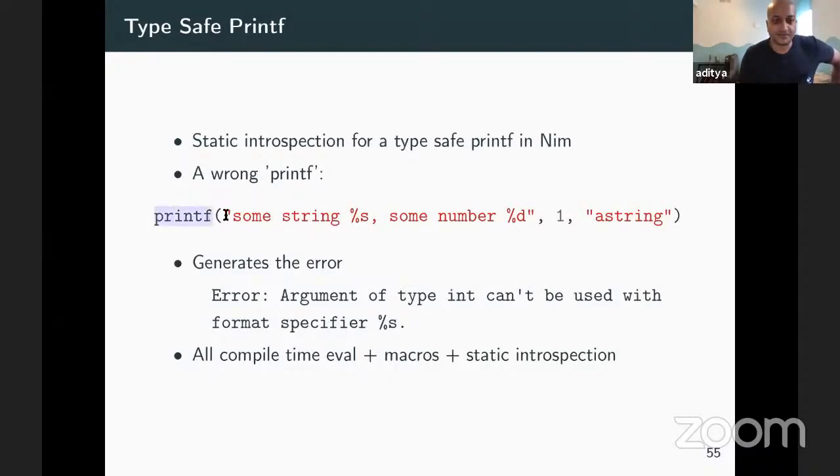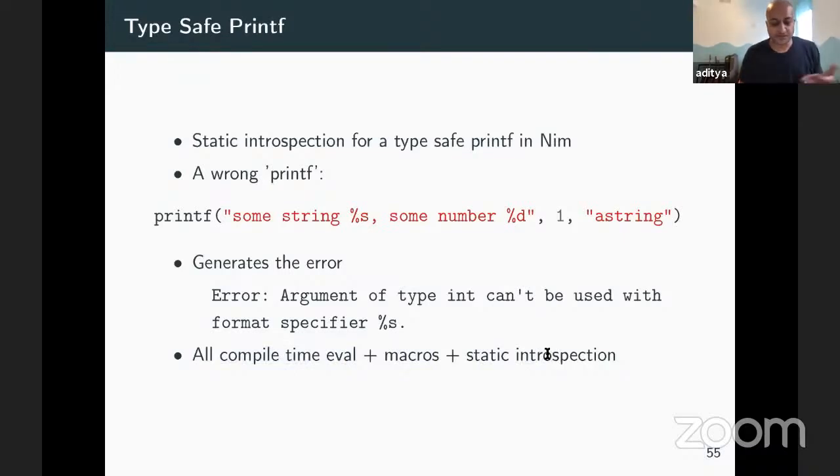So I have printf here. I want to print out some string and some number, but I'm passing things in the wrong order. Instead of passing a string and a number, I'm passing in first a number and then a string. In Nim, I can get this to generate the error at compile time: argument of type int cannot be used with a format specifier %s. And printf is not anything that comes with Nim. I wrote printf just for this talk. And it's all just compile time evaluation, macros, and static introspection.